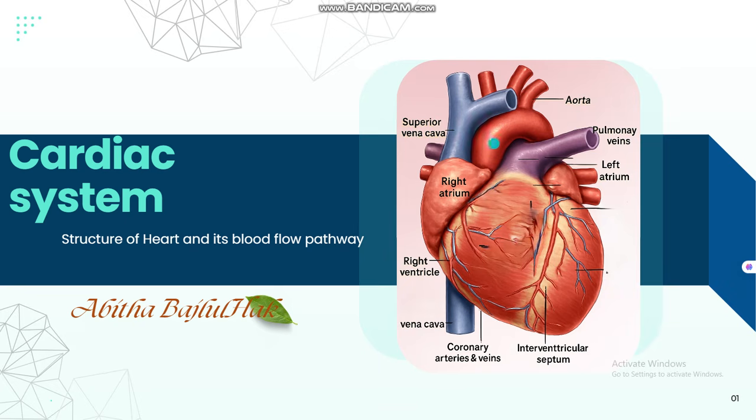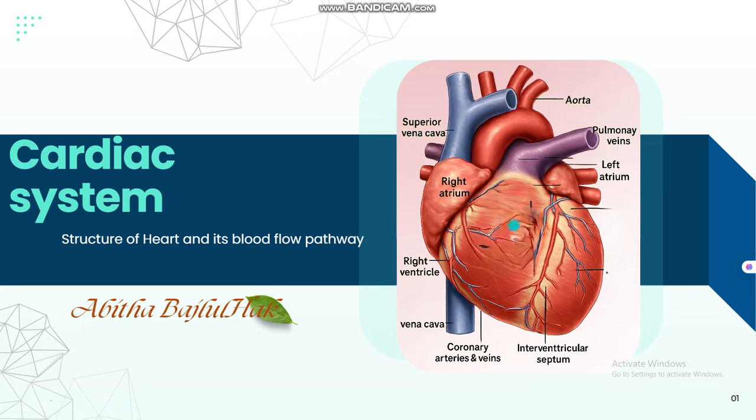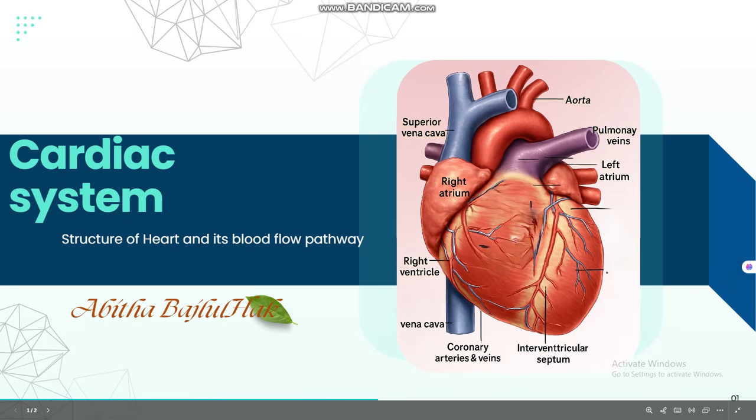Next is the aorta. It is the largest artery, the major outflow conduit. Problems inside the aorta are also very serious. Then there is the interventricular septum, a muscle wall that separates the left and right ventricles. Now we'll enter into the blood flow pathway.